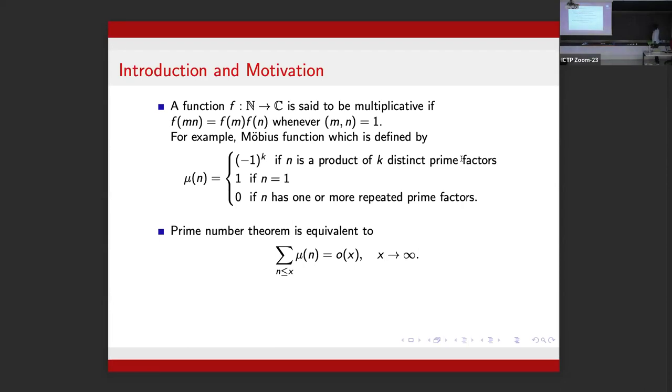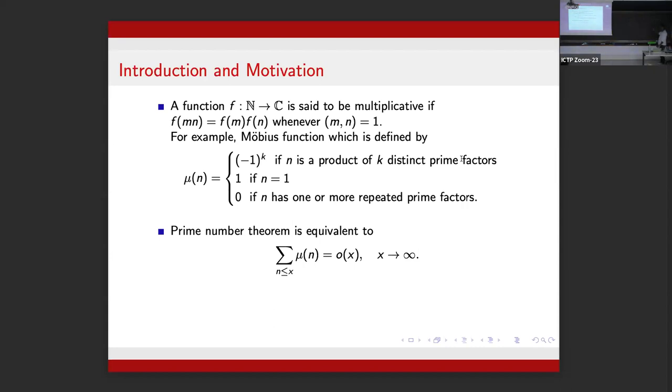Let's fix the notation. What do we mean by asymptotic formula? We say f of x is asymptotic to g of x as x tends to infinity if you take the limit of the ratio and check that it is 1. And where the limit is 0, in this case we write f of x equals small o of g of x.